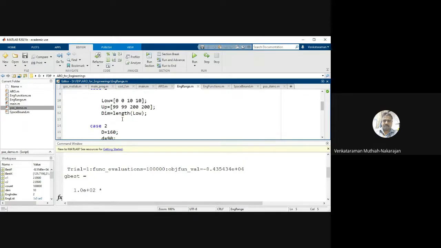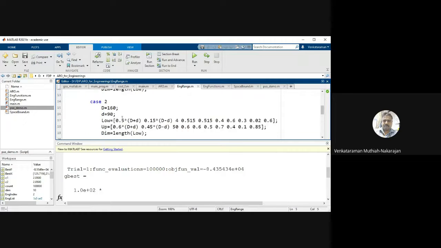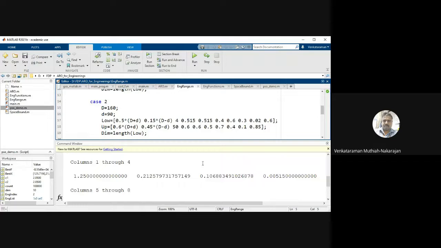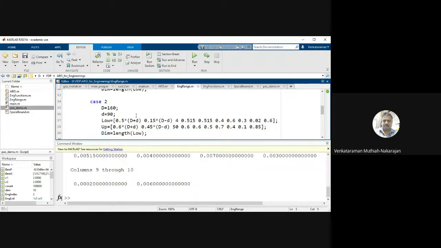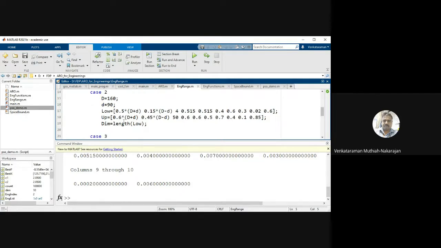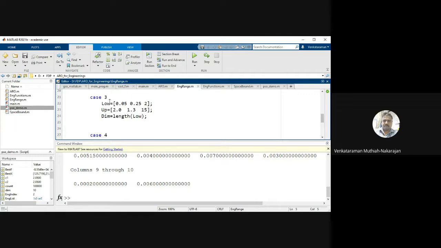No, sorry. Dim is around the length of flow, which means there are 10 values in the length of flow, so it has a 10-dimension problem. We choose the third problem. It has once again a 3-dimensional case, and so on. In the fourth, it has only one. It's a 1-dimensional case. Pretty easy to optimize.